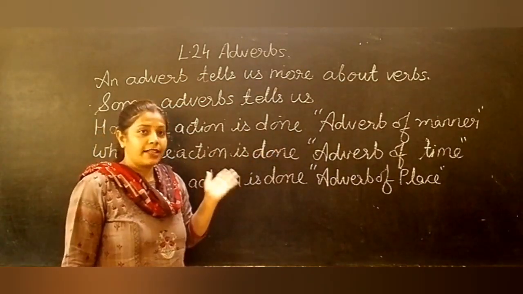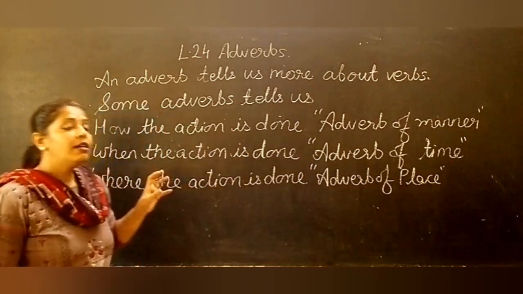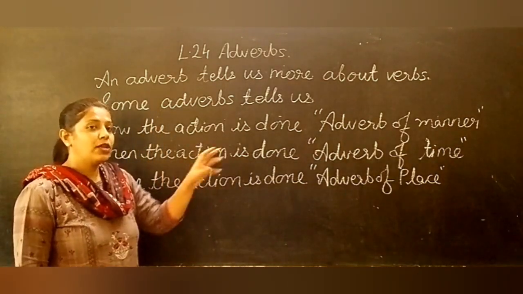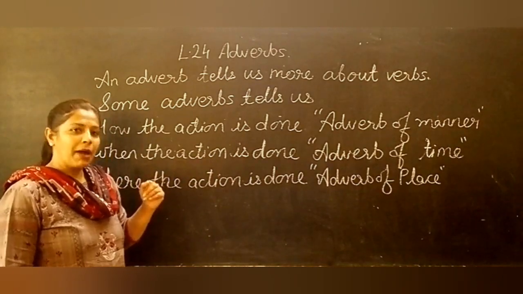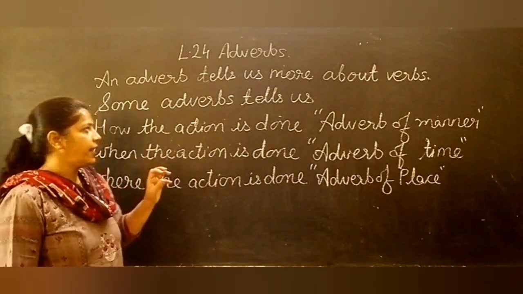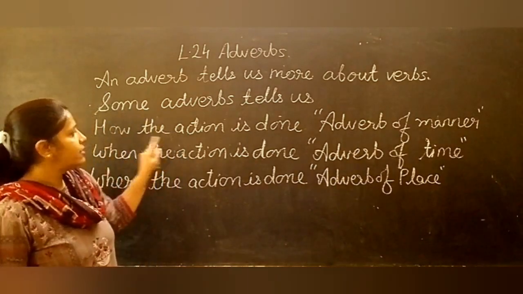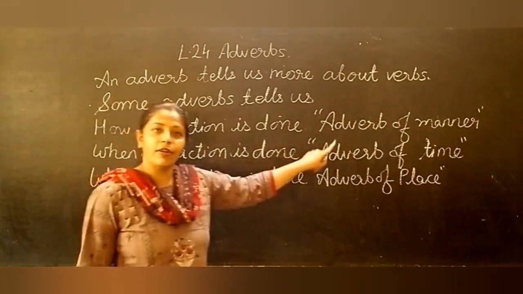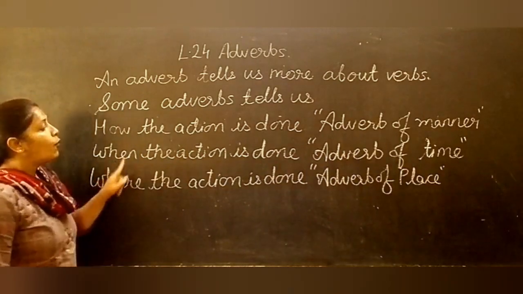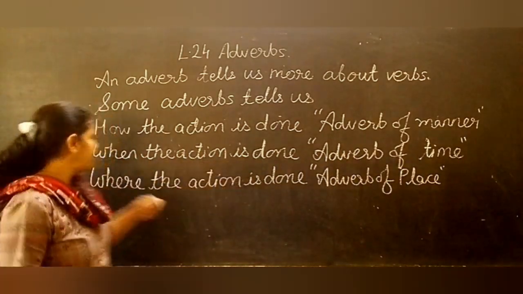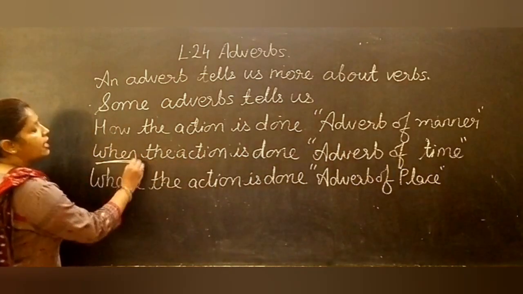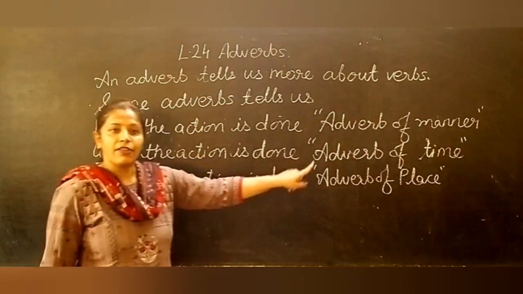Like in the example I showed you, the dog is barking loudly. So how is the dog barking? He is barking loudly. So how was the action done? When the adverb tells us how the action is done, it is called adverb of manner. When the action is done, it tells us when, it suggests the time. So it is called adverb of time.